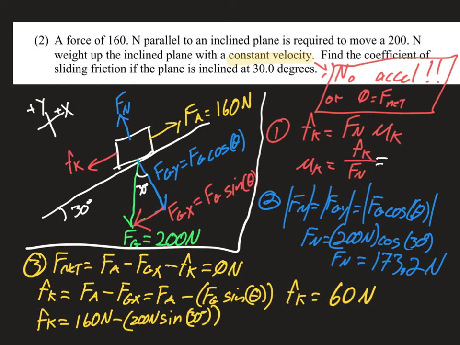So now I have this. I know that I have 60 newtons divided by 173.2 newtons. And that's rounded slightly, but it's okay. And if I look at my calculator, I'm just going to round this to 3 decimal places. And so I'm going to get, and I'll try to write it down here, 0.346. And that's what my coefficient of friction is. And so that would be my answer.